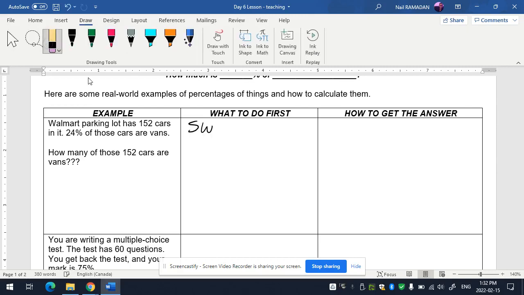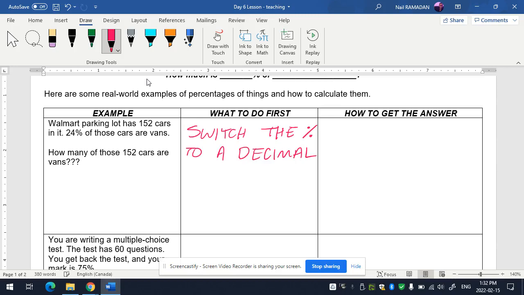Go ahead. Let's use a different color. Switch the percentage to a decimal. I'm not going to write the word percentage, I'm just going to write the symbol for percentage. How do you always do that in any math course you ever take? By dividing by 100. I'm just going to use the symbol for divide by 100.